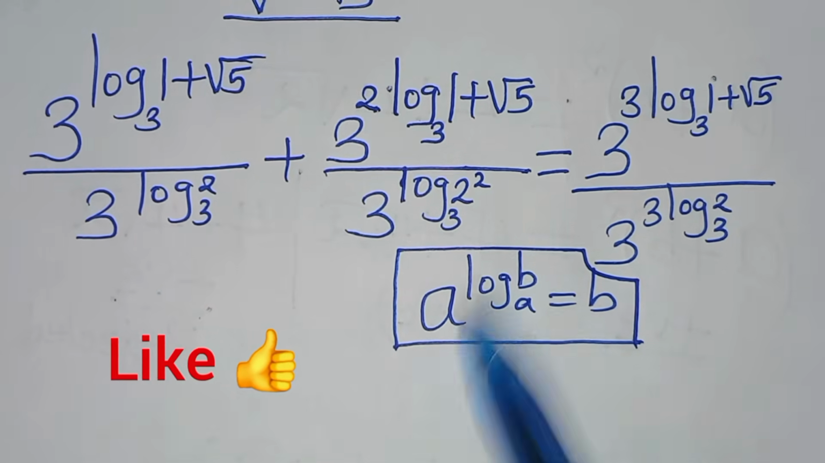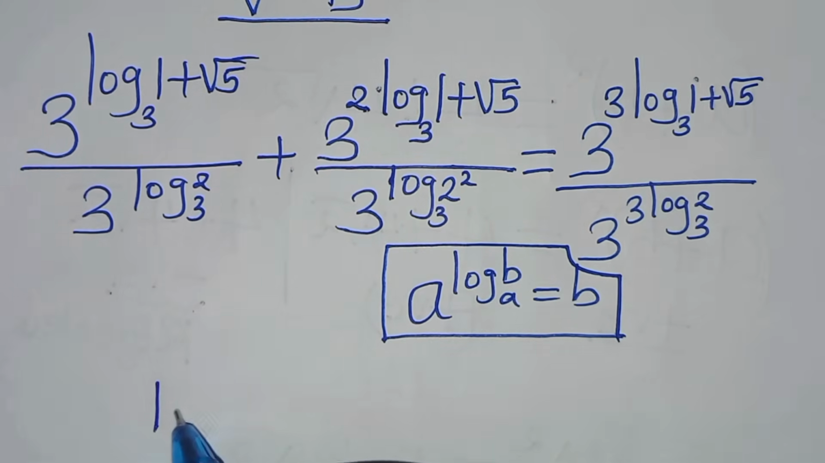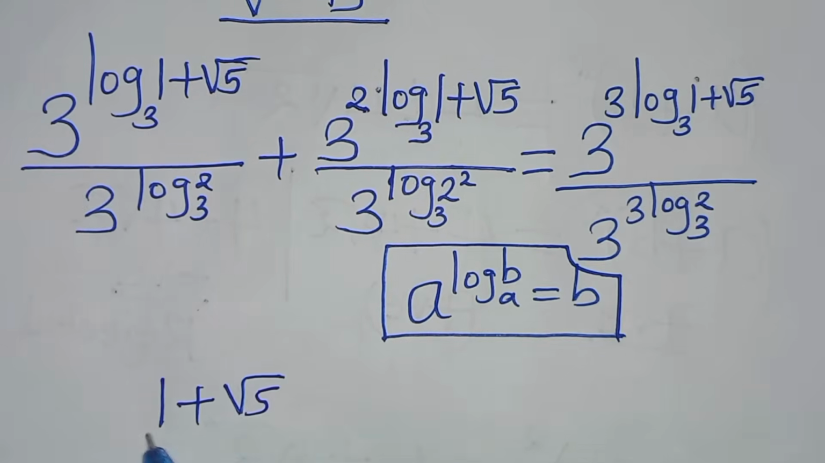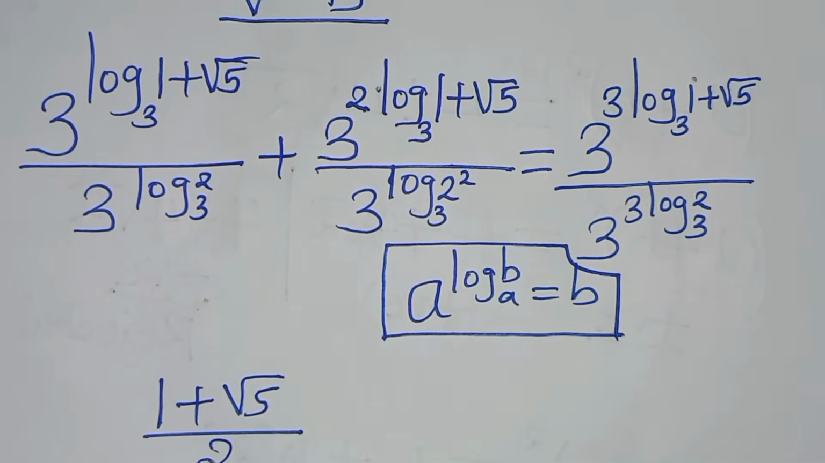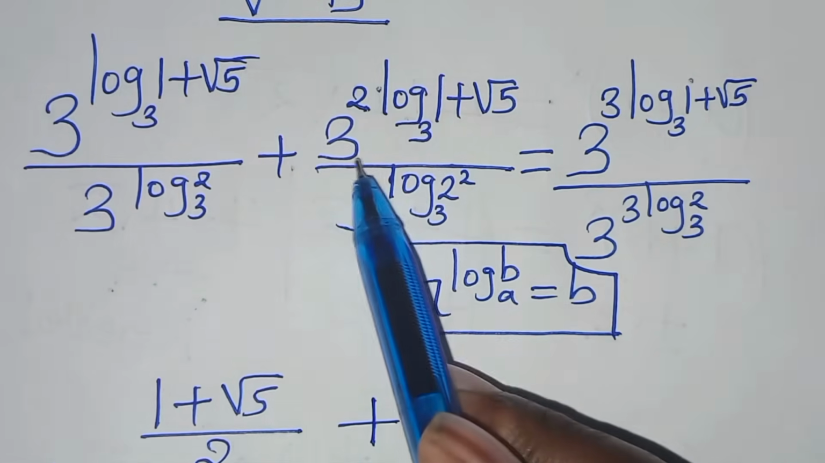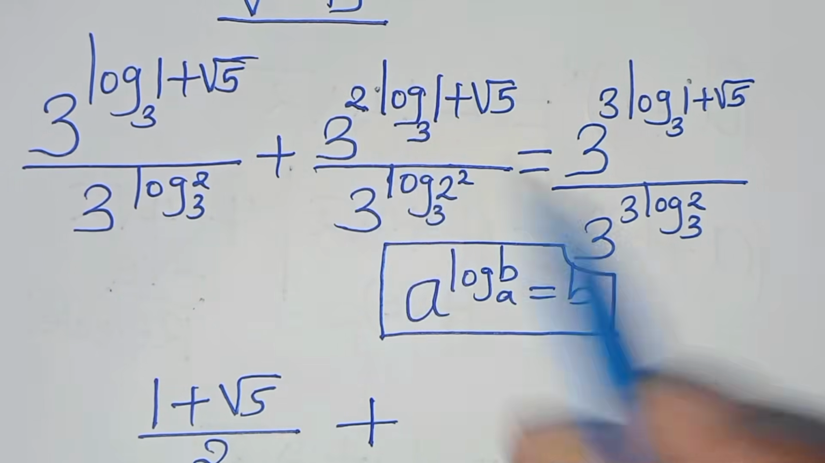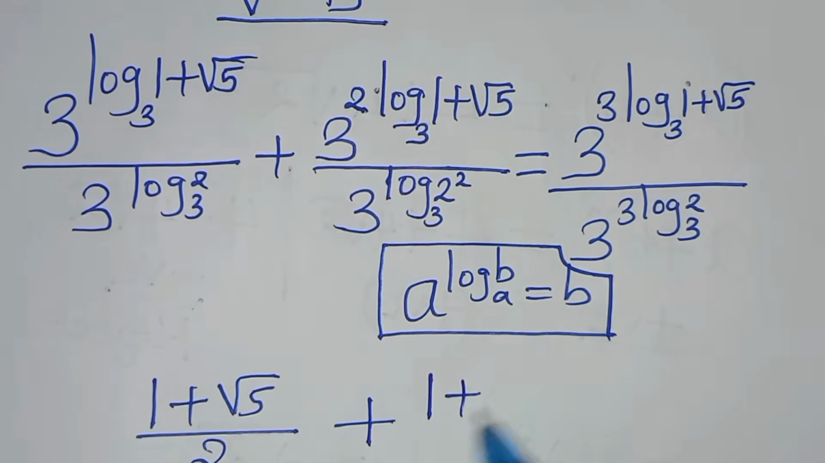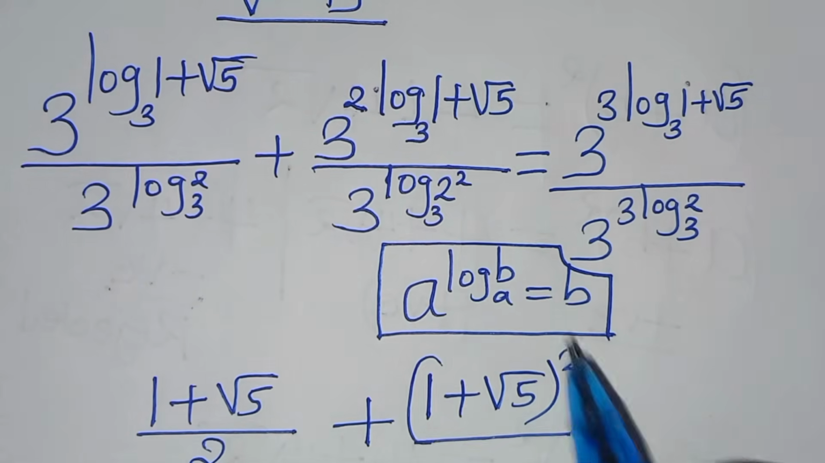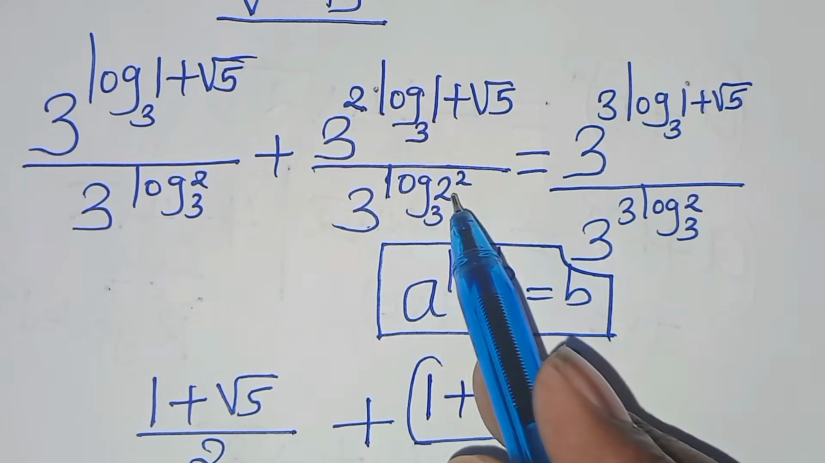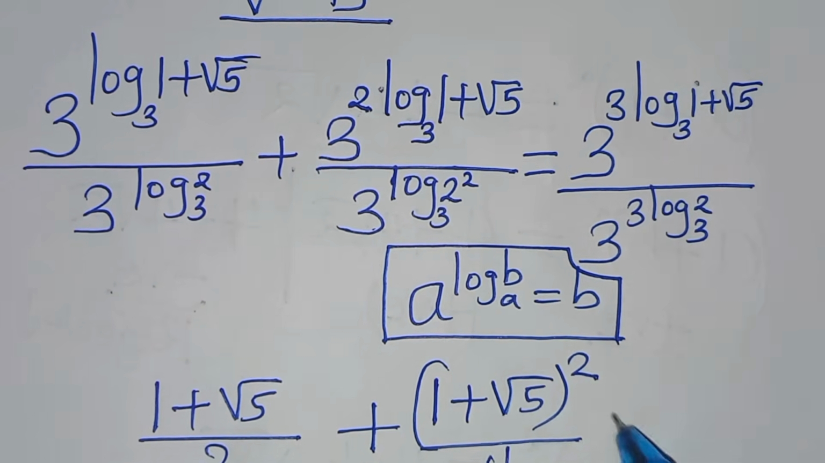Now applying this logarithm property from here, we have 1 plus square root of 5 divided by 3 raised to the power of 2 to base 3. This is the same thing as 2. Then plus, here we have 3 raised to the power 2 log 1 plus square root of 5 to base 3. So 2 is a power. So this implies that here we have 1 plus square root of 5 raised to the power of 2, divided by 3 raised to the power of 2 to the power of 2 to base 3. So this is 2 squared, and this is equal to 4.